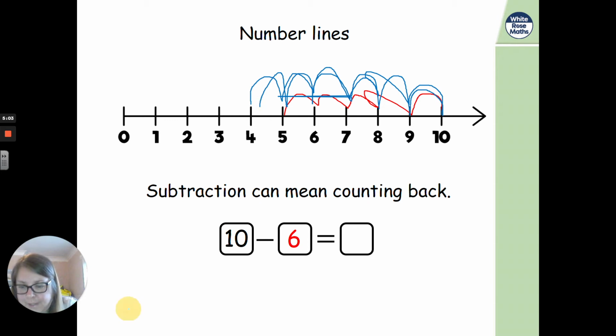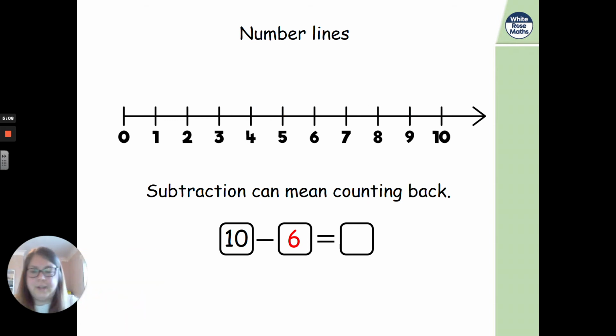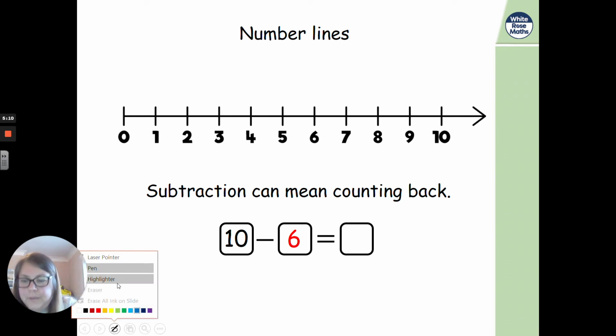So I hope that makes sense. So let's see if Miss Creaser can delete all that. There we go. That worked out well. I'll put my laser pointer back on.